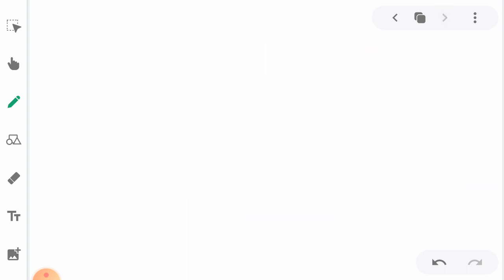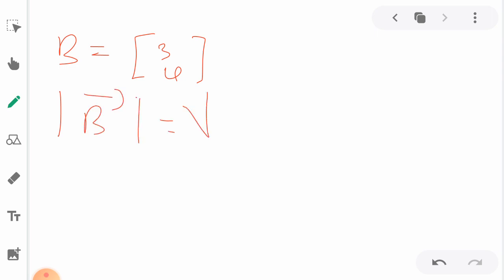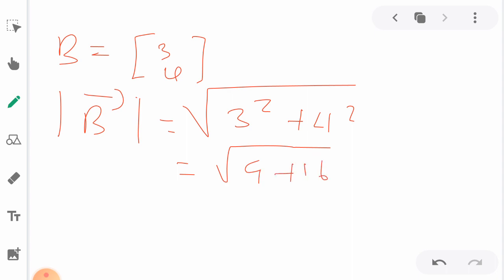What if I say vector B is equal to (3, 4)? Find the magnitude of vector B. So it will be 3 squared plus 4 squared. That will give us 9 plus 16. That will give us 25. And the square root of 25 is 5. Then you include units.